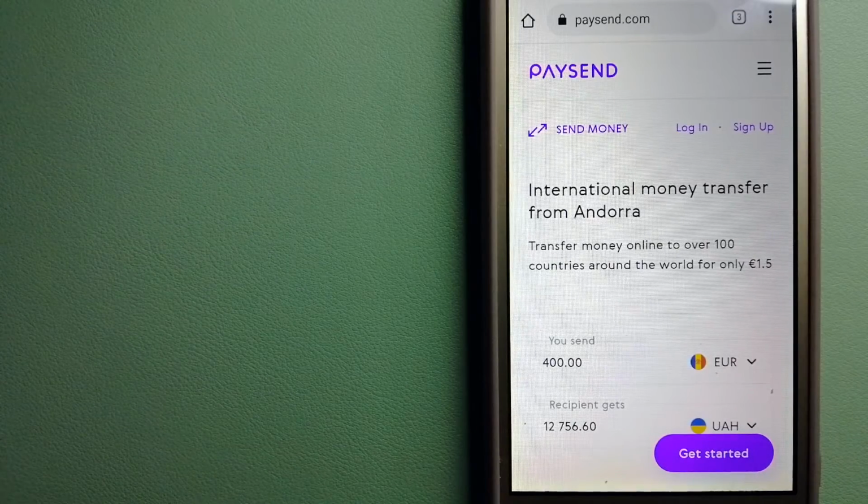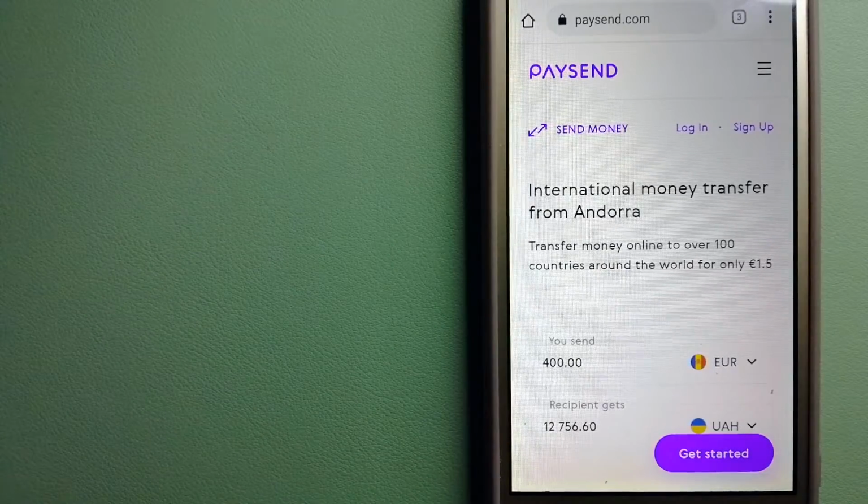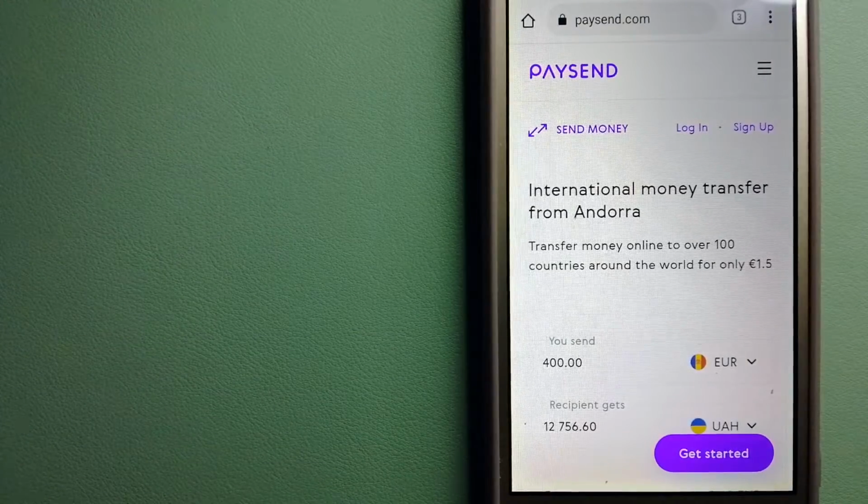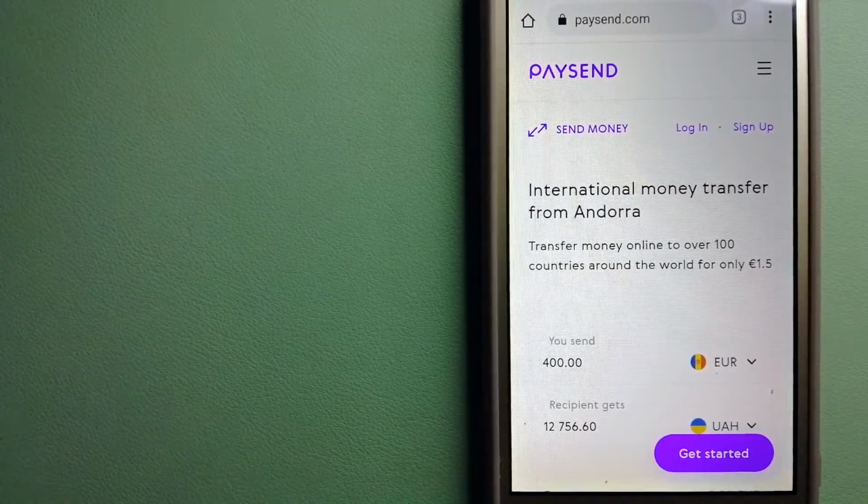We are going to talk about three ways to send money if you are in Mexico and you want to send money to Congo. Why do we have to send money overseas? There's a lot of reasons for that.